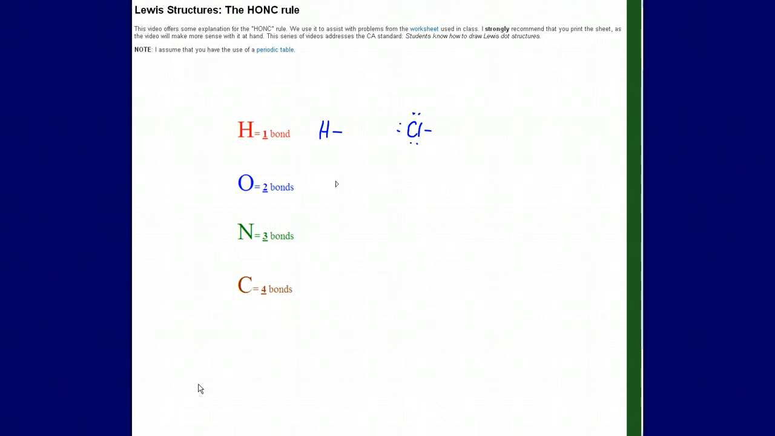The members of the oxygen family tend to form 2 bonds. Now there's 2 ways that that can happen. Oxygen could have 2 single bonds, and that would necessitate 2 pairs of unshared electrons, 2 unshared electron pairs. Another possibility is that oxygen could form a double bond with one other atom, and again we're going to get 2 unshared pairs of electrons.